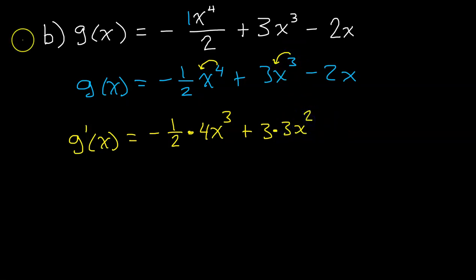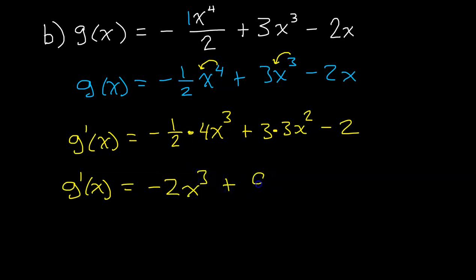Don't forget that when you take the derivative of a constant times x, the derivative will simply be the constant. So that means that g prime of x is going to be, well, let's see, negative 1/2 times 4 is negative 2, x to the third power plus 9x squared minus 2. And that's the final answer.